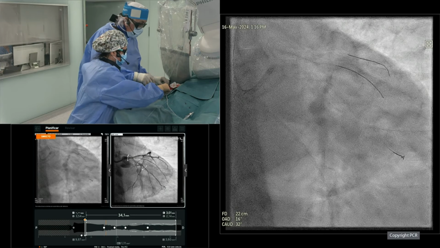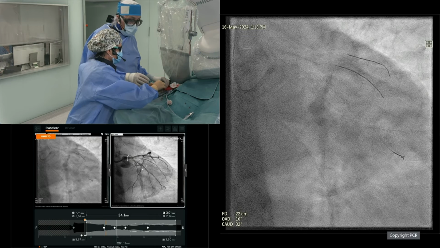But I think that is an important message, I believe, in bifurcations with calcium. Always think, what is going to happen if you displace the carina? Will it be against a block of calcium? Then an occlusion can be very difficult. And in that situation, I rather prefer to perform kissing balloon dilation from the very beginning.